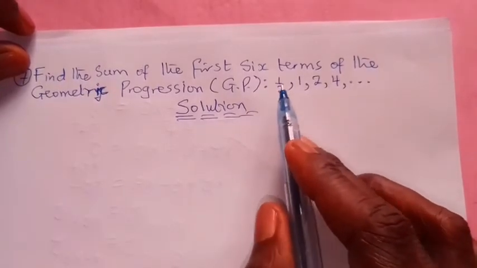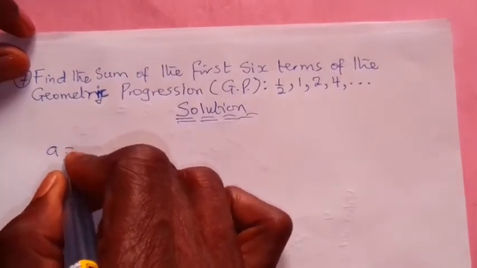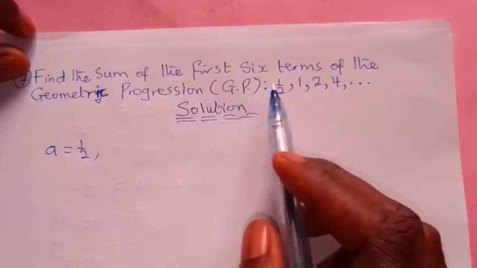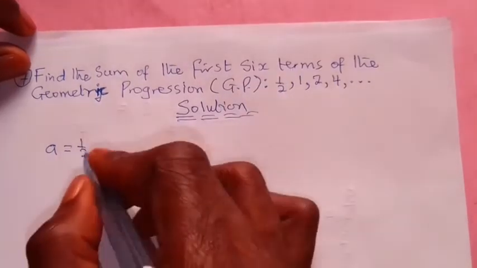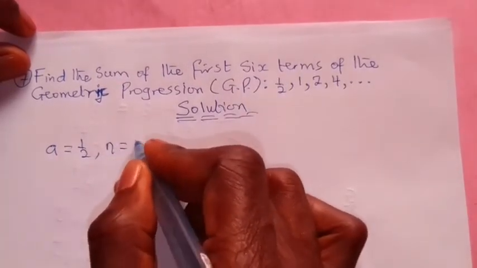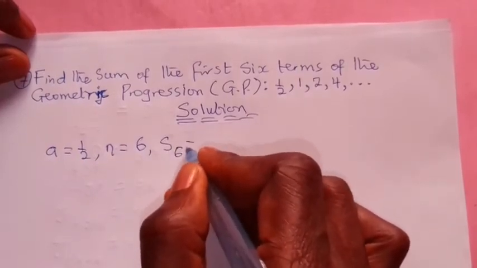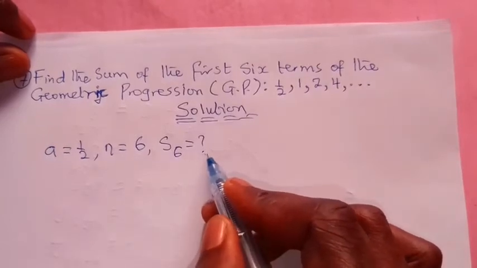This first number you see here is known as the first term. I'll write it as A equals half. Now, the next thing we are going to do to get the sum of the first 6 terms, that means the number of terms we are dealing with is 6. And we are therefore looking for the sum of the first 6 terms. So write it as S sub 6 equals question mark. That's what we are looking for.